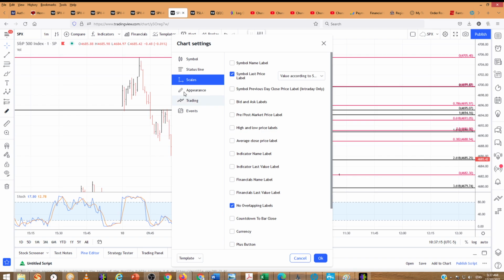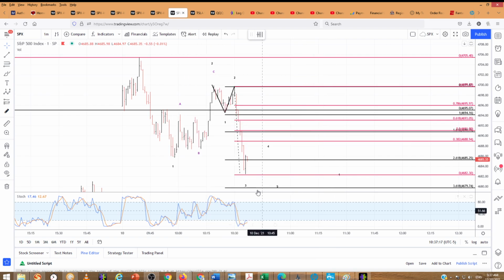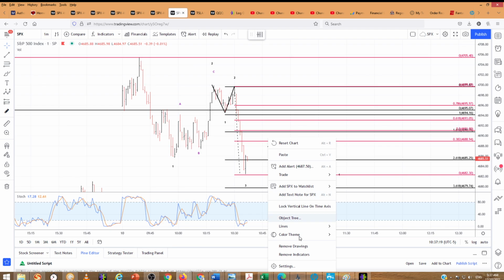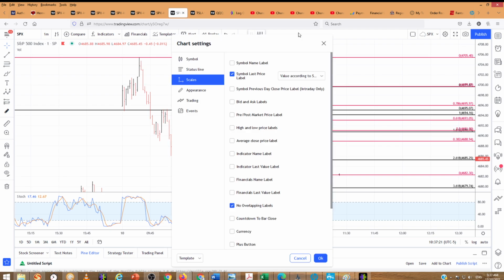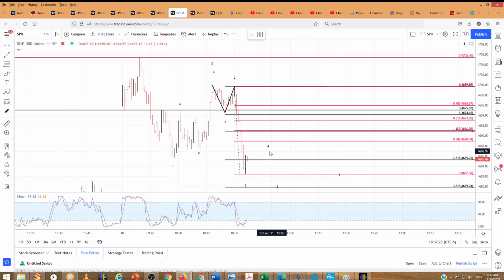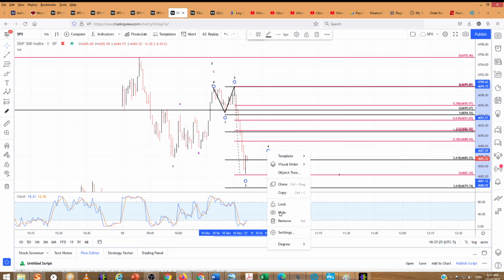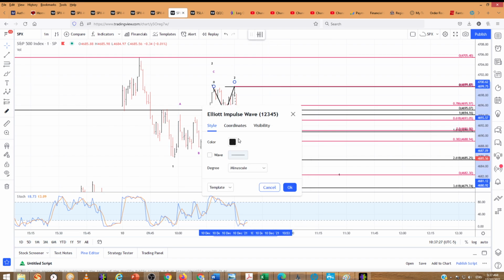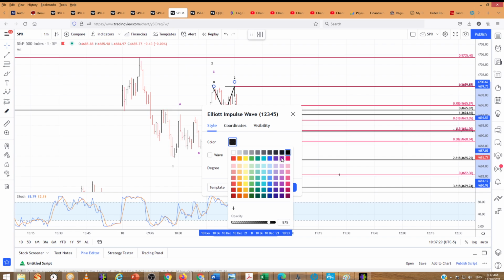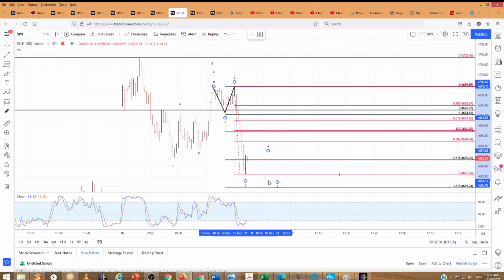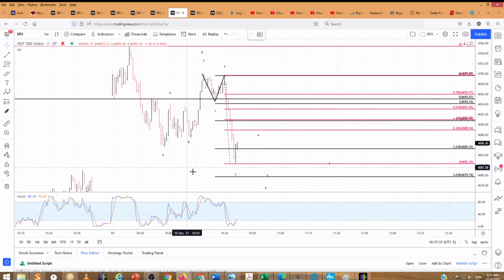Settings. Let's go with... Dang it, got the wrong thing. Settings. I'm not hitting that. 4 right there. Settings, there we go. Let's make it purple. Okay. Good. You'll see where this goes. I still think it has a good chance to get to the 3.618 here.